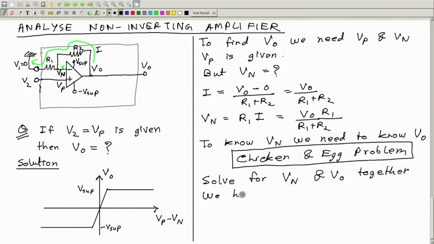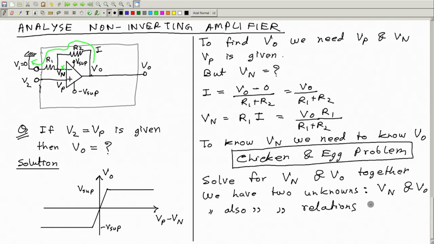We have two unknowns, namely Vn and Vo, and we also have two relationships between Vn and Vo. What are those two relationships? Number one, we can write from here. So this is one relationship.